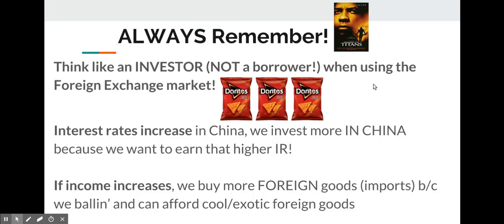That means if interest rates are high, you as an investor want to earn those interest rates. So you're going to put your money in a country that has higher interest rates because you're not paying them. You would be earning that higher interest. So we'll get back to that later.